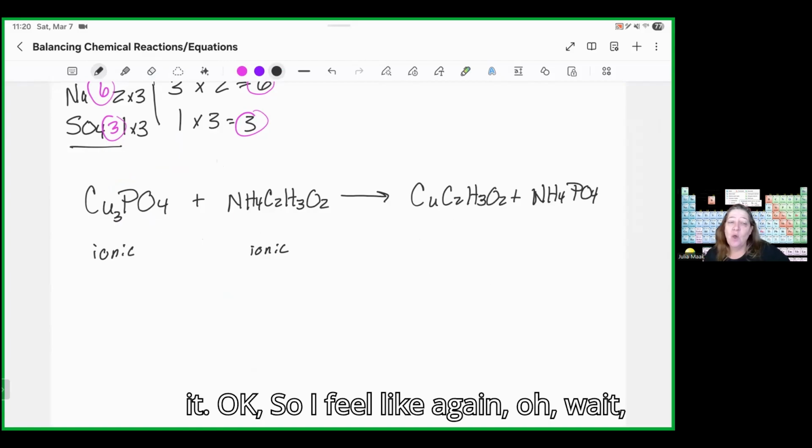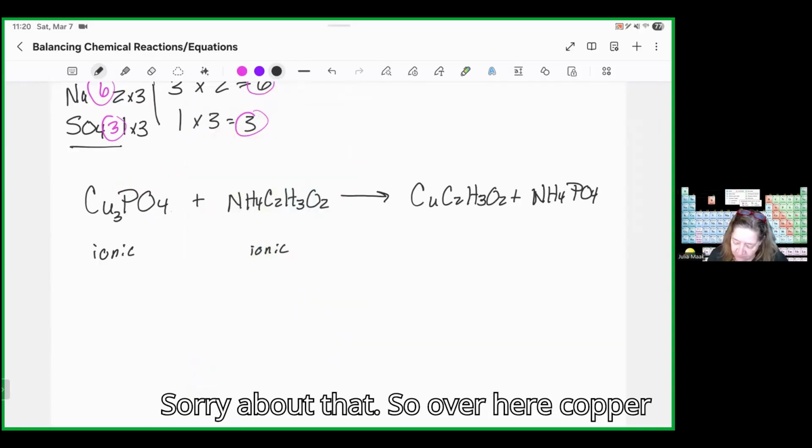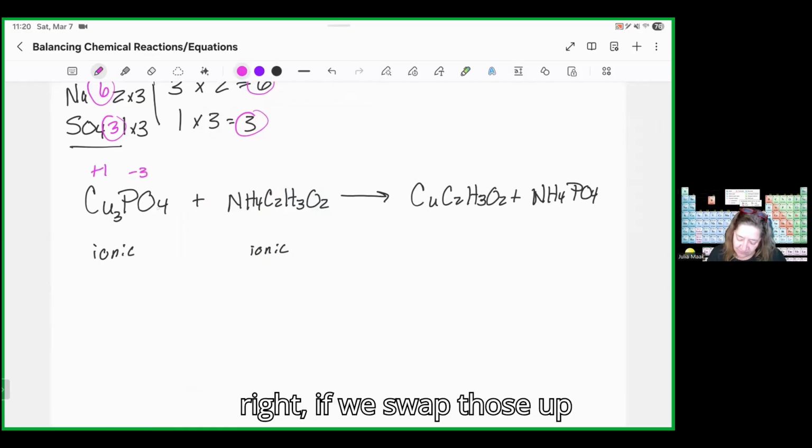Oh wait, I didn't make sure my formulas were true. Sorry about that. So over here, copper is a 1 because phosphate's a -3, right? If we swap those up the other direction, right?